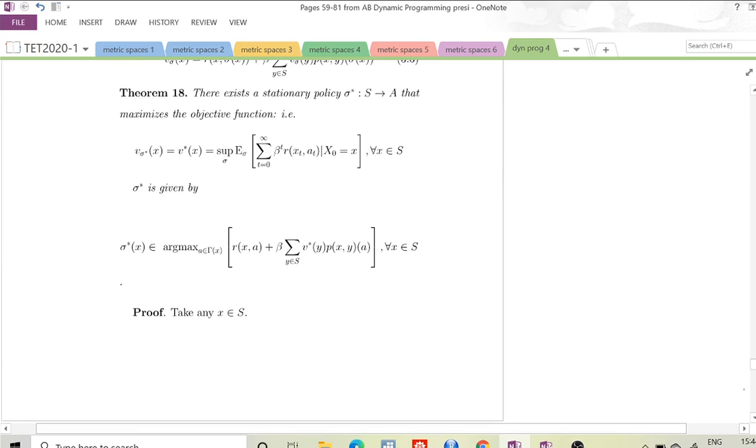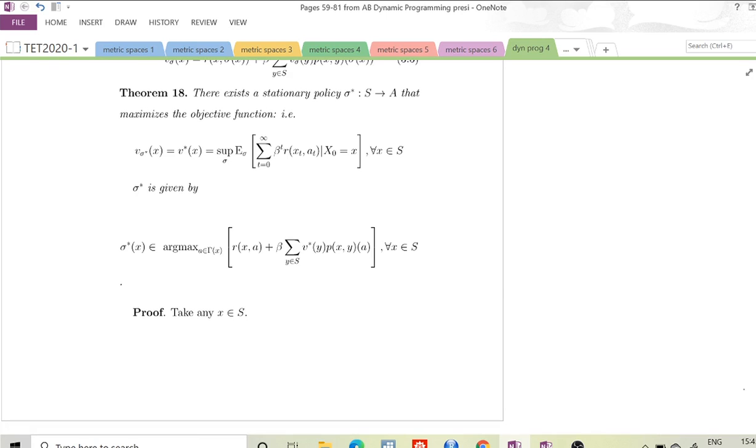So now we come to this result which is of interest, which says there is a stationary policy sigma star that is optimal. That maximizes the objective function starting with every state x. So if I employ this stationary policy, I'm always going to get V sigma star of x, the maximum amount that I can get, which is V star of x.